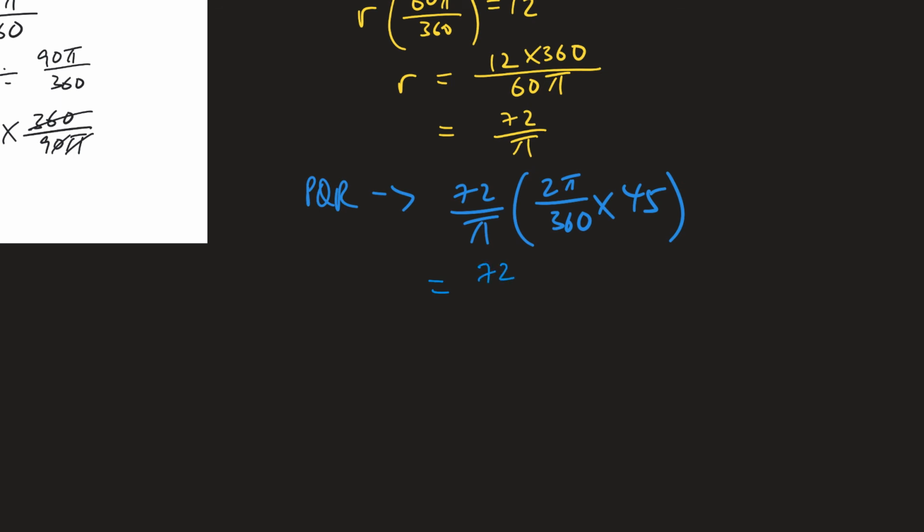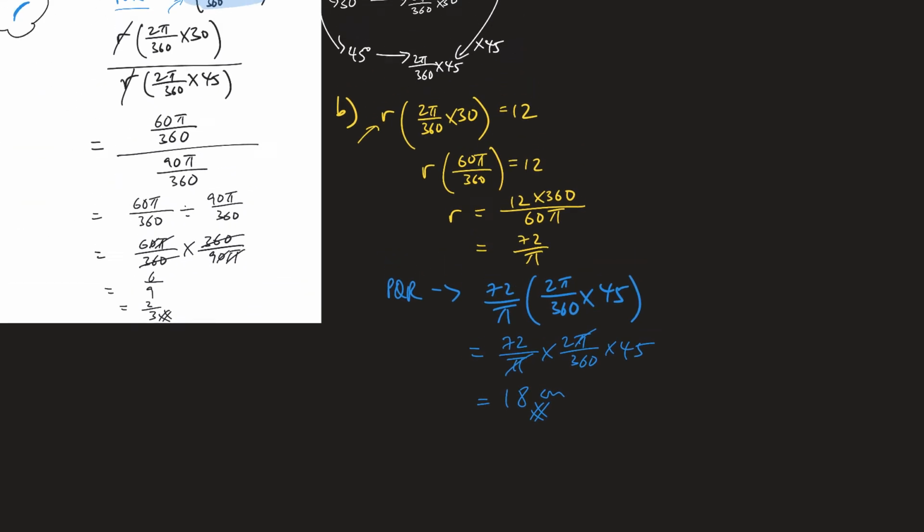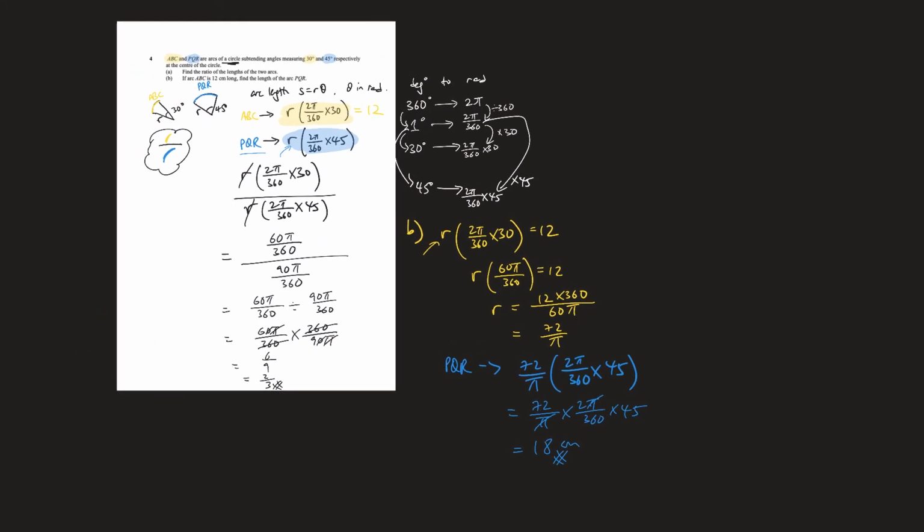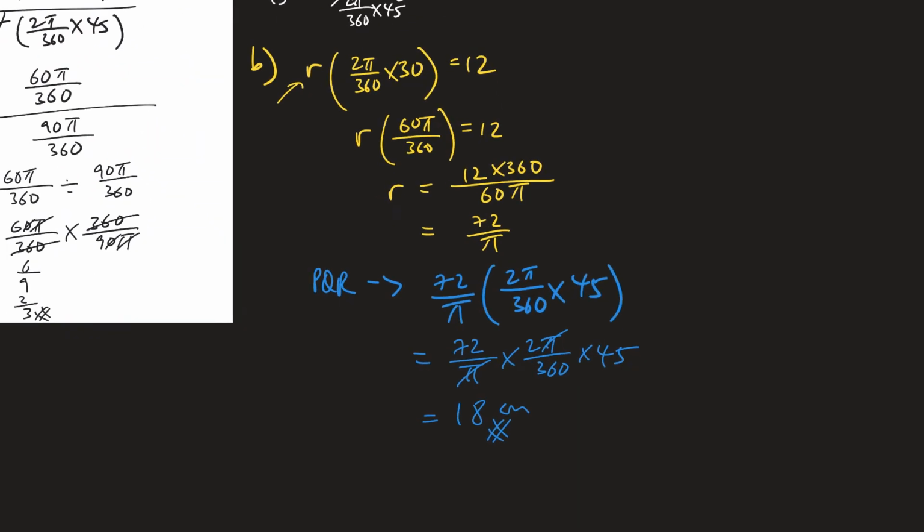This is actually 72 over pi. You multiply it in times 2 pi over 360 times 45. It's all multiplication, that's why I can multiply this way. So pi is cancelled out, and then you just simplify, and what you get is 18 cm, because it was cm. Yep, 12 cm, so 18 cm. There we go.